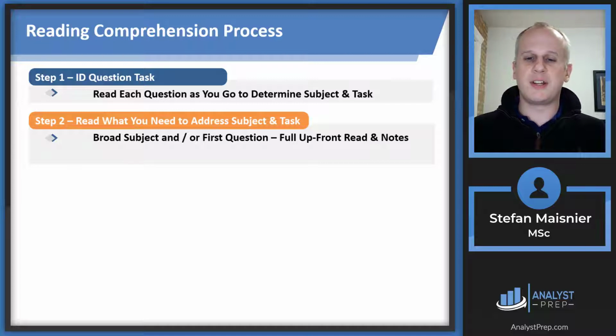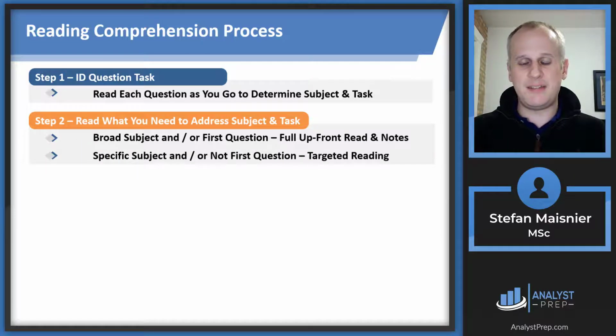So if it's a broad subject and/or the first question of the passage, you'll be more likely to consider a full upfront read and notes. And if it's a specific subject and/or not the first question, you'll do targeted reading. And it's an important caveat to note that you don't want to do a passage map after the first question. It's just not going to be in your best interest to work through a main idea, primary purpose, full passage map on question 3. It's going to throw off your pacing. So only do that broad passage map for question 1 if you're going to choose to do one.